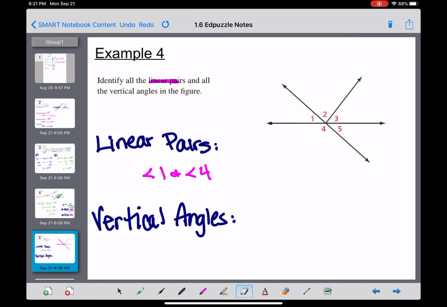We have a second set of linear pairs, and here's our straight line with our common side, and that is angle 4 and angle 5. Vertical angles are angles that are directly across from one another. We have one pair of vertical angles, so here's our two sets of opposite rays. And the angles that are across from one another are 1 and 5. So our one pair of vertical angles are angle 1 and angle 5.